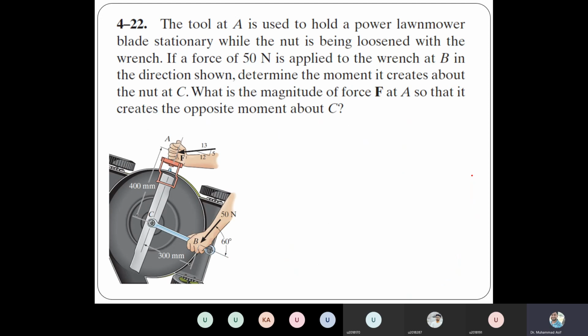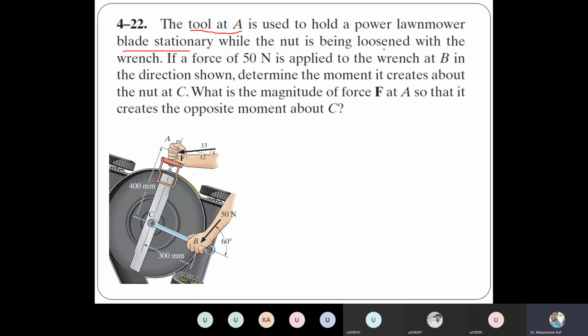Now let's try to apply this moment principle. For example, in this example, the tool at position A, this is the tool, right? And at position A it is used to hold a power lawn mower blade stationary. So you want to keep that lawn mower blade stationary by holding here, and let's say the force F is applied, and various dimensions of that force are given. The angle, this is 12, this is 5, and the overall is 13.